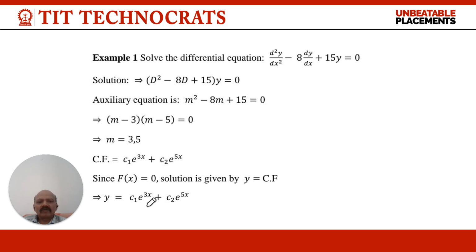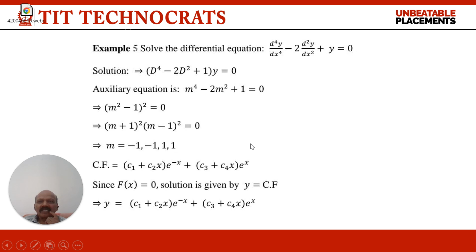Now similarly, next we will discuss the next question, example 5. We have d raised to 4 y upon dx raised to 4 minus 2 d2y upon dx square plus y equal to 0. As we did earlier, we will convert this into symbolic operator form, meaning in place of d upon dx we will substitute capital D. Then this equation becomes (D raised to 4 minus 2D square plus 1) multiplied by y equal to 0.